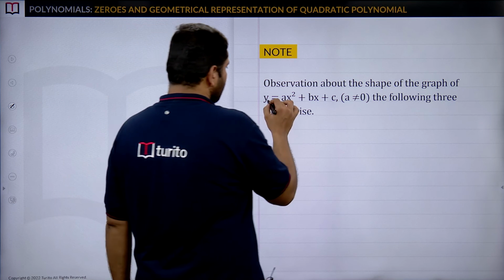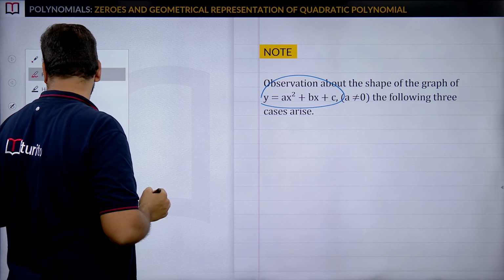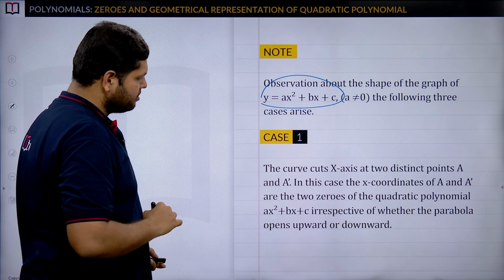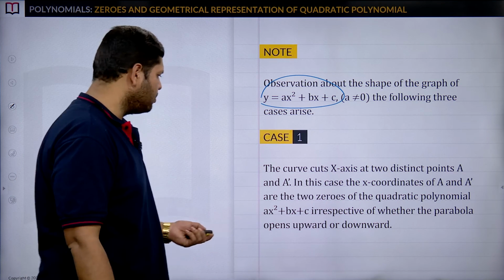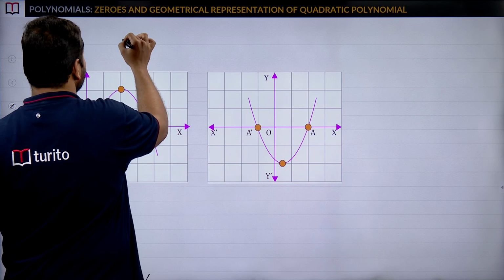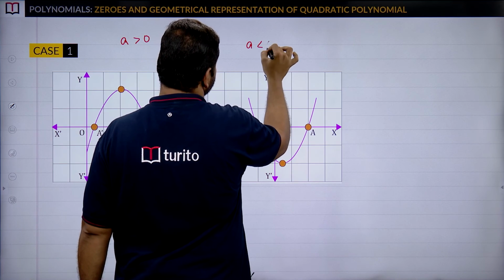Okay. Now children, there is a note point again. See the shape of y equal to ax squared plus bx plus c. We have exactly 3 cases, children, and in the 3 cases the shape is different. So let us see the first case. I'll directly show the graph. In the first case, here a is greater than 0 and here a is less than 0.